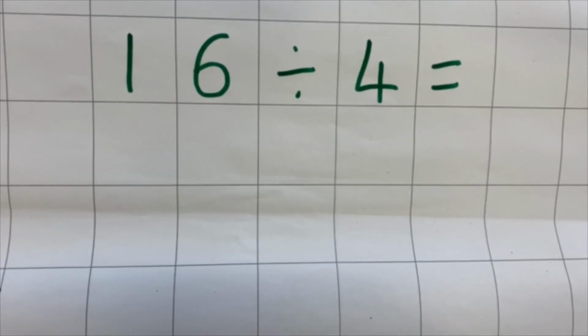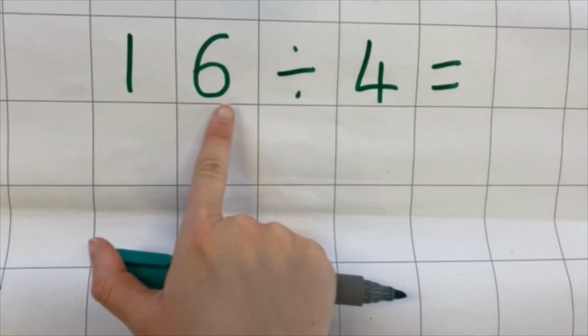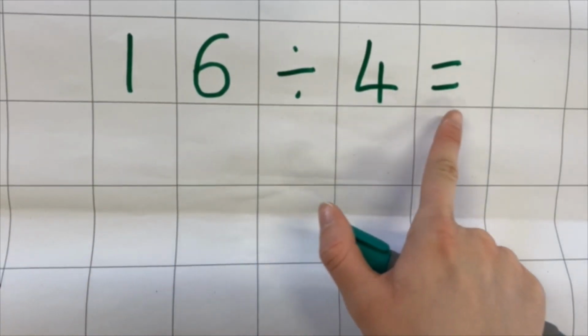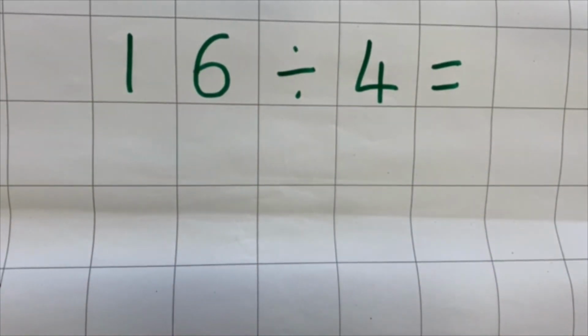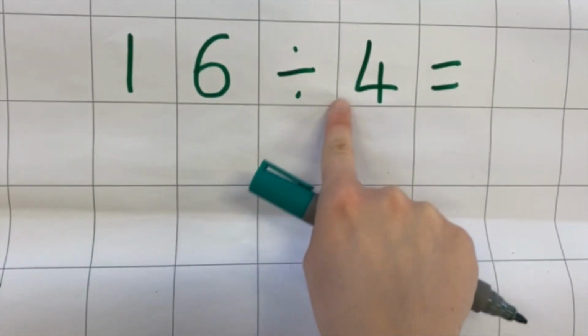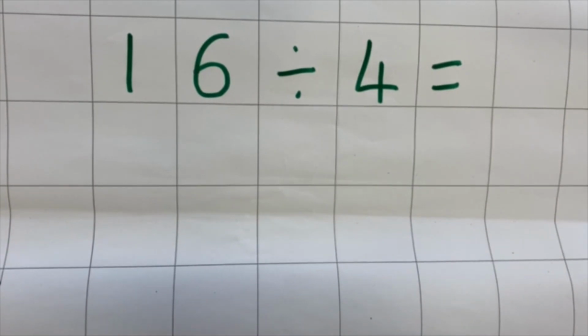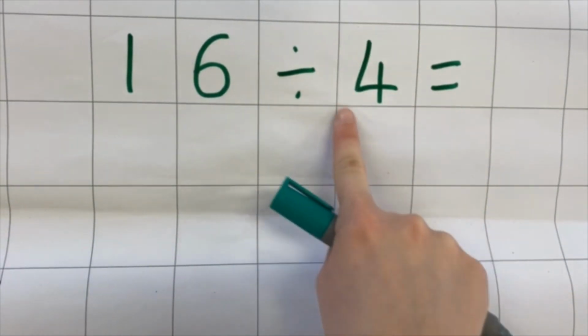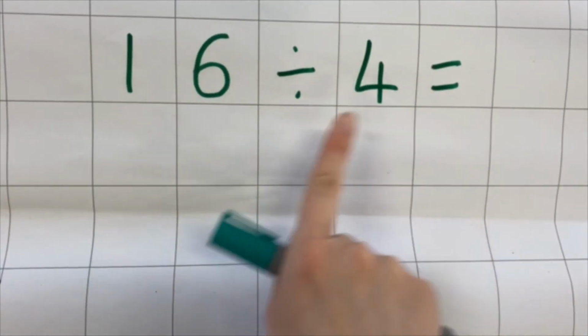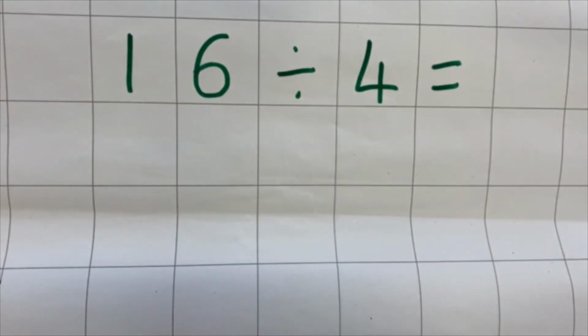Now we're looking at some division questions, and I can see that this says 16 divided by 4 equals. Okay, and what do we know about division? Well done, it's the opposite of multiplication. So the question is asking me, how many groups of 4 are there in 16?